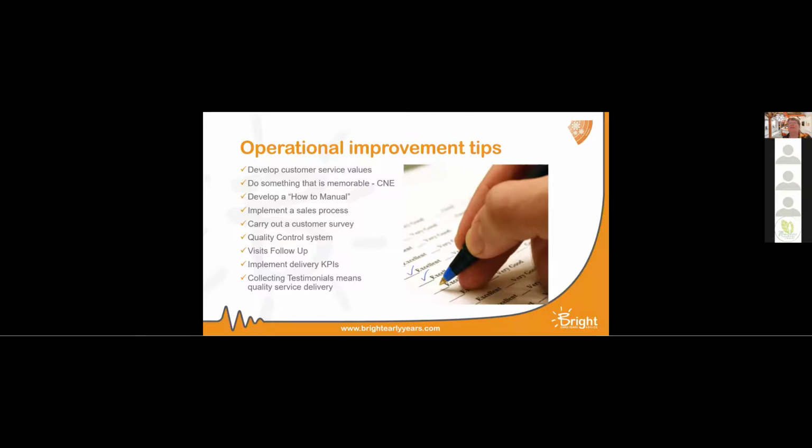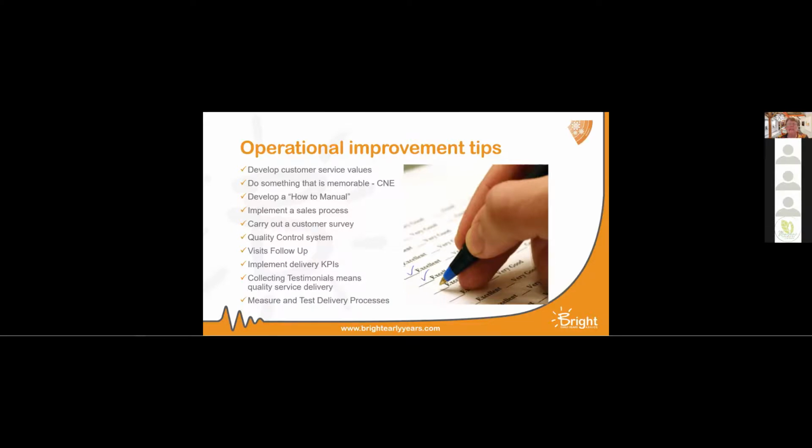Collecting testimonials. Now we know that's really key, especially from the social media aspect of things. But if you're getting good testimonials, then it shows that you're delivering a good quality service as well, and then those experiences are being shared with others very openly and publicly, which is great.